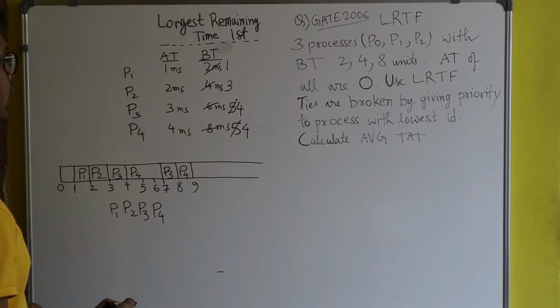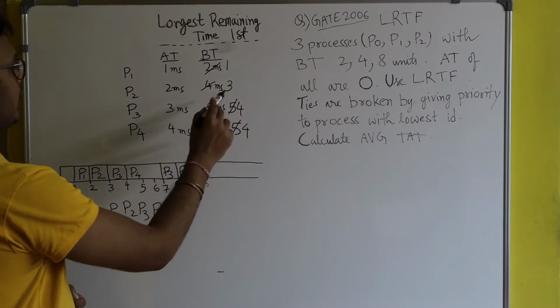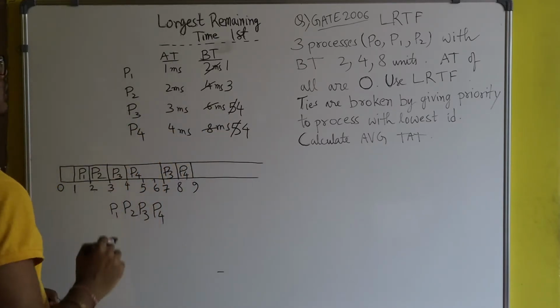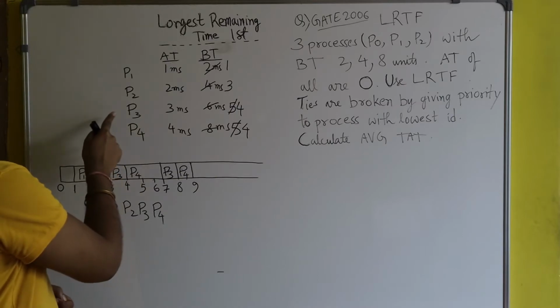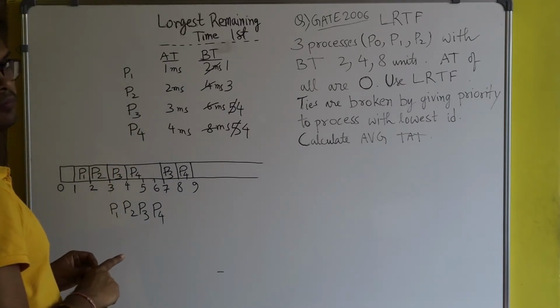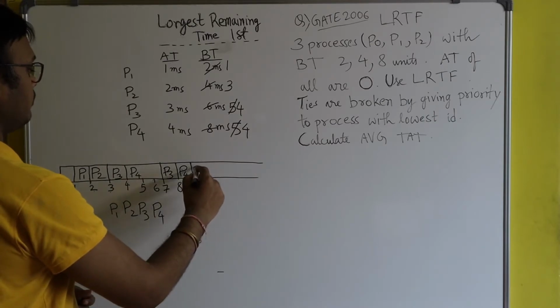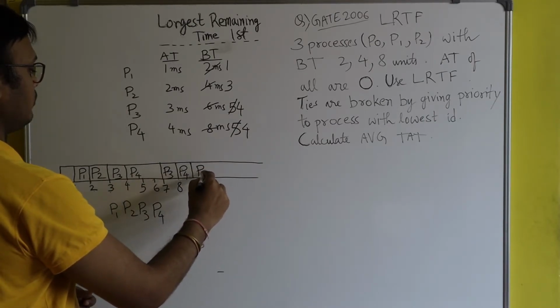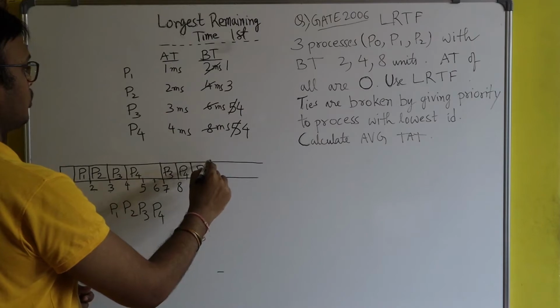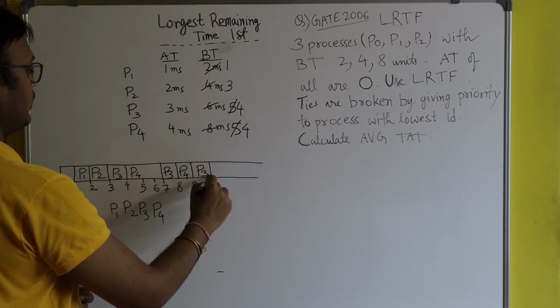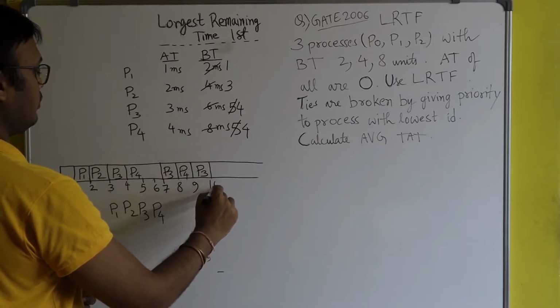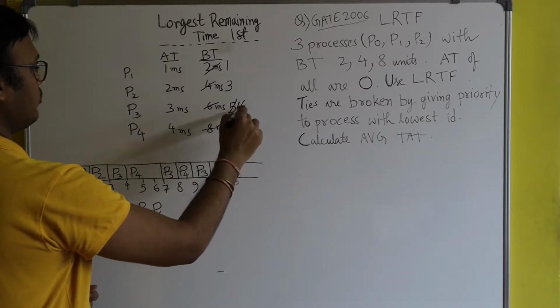Okay, and again you see, again there is a tie between process P3 and process P4. So process P3 will be given more priority. Okay, so here I will write process P3. So process P3 will run for 1 second, from 9 to 10. So 3 seconds are left for process P3.